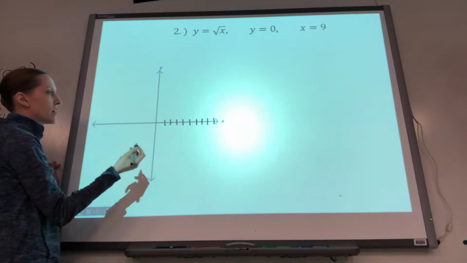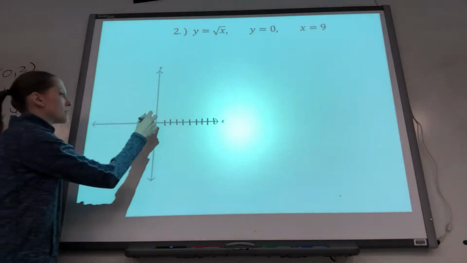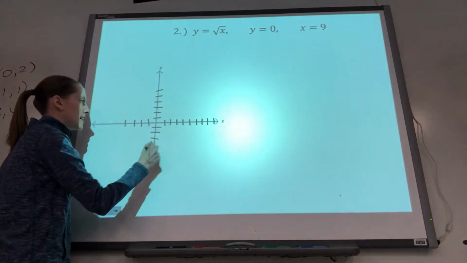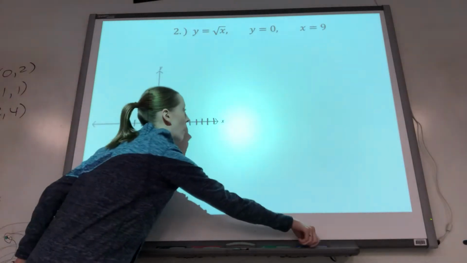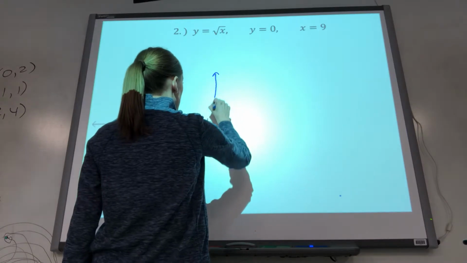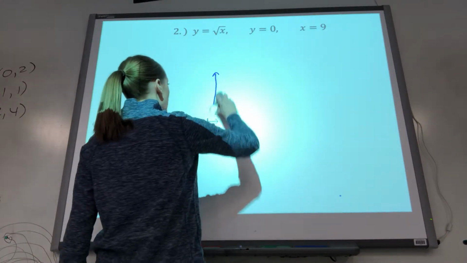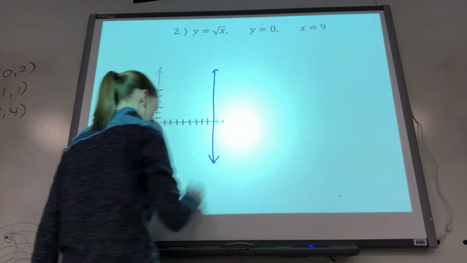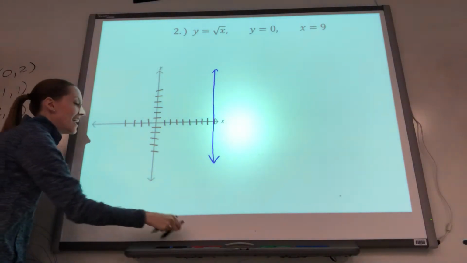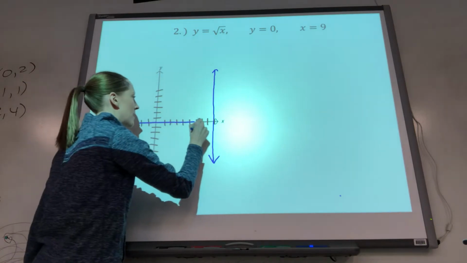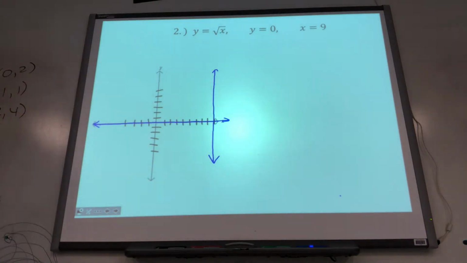Y equals 0, that's just going to be a horizontal line. Let me put a little bit on both axes. So I'll draw these in blue again. X equals 9. Vertical, I got a little crazy with that one. Vertical line right through x equals 9. Then y equals 0. That, just like last time, is a horizontal line at y equals 0.